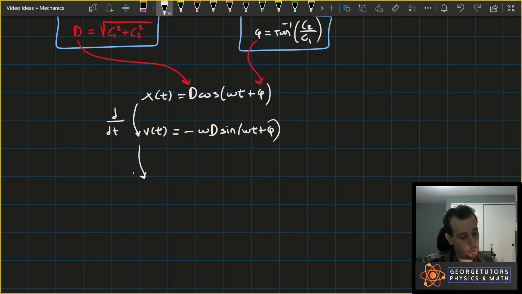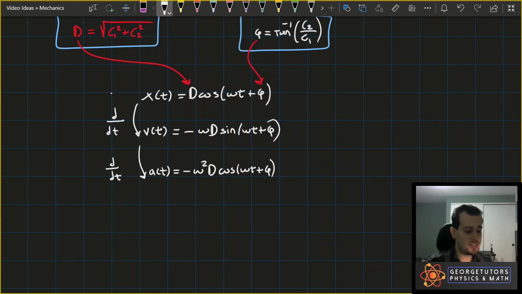And then if we take one more time derivative to get to the acceleration of the simple harmonic oscillator, the derivative of sine here is just going to be cosine, no negatives popping up. And then that omega is going to pop outside. So you're going to get minus omega squared d times cosine omega t plus phi.